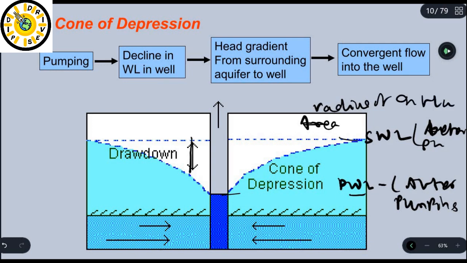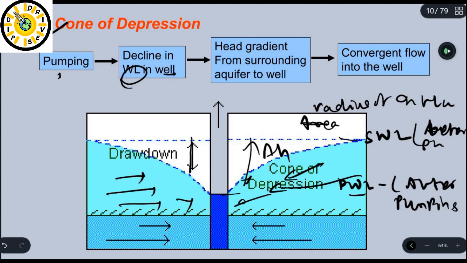So if you go for pumping, there will be a decline in the water level in the well, as I told you. So over this distance the water level decreases, the head changes. So there is a head gradient from the surrounding aquifer to the well, and the water moves in different directions toward the well. So this is the screen through which the water will penetrate and converge into the well.